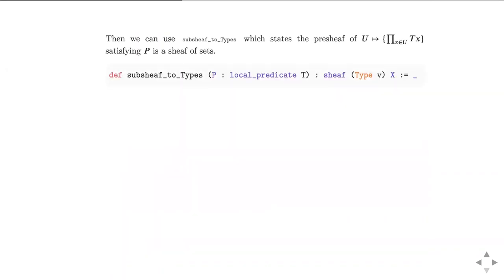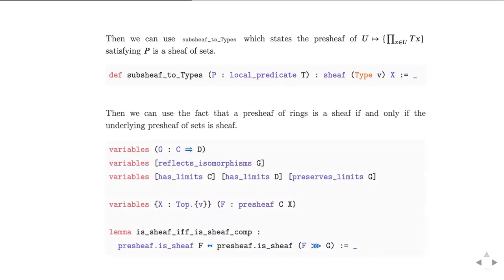And so using the pre-local predicate and local predicate, we can prove that this structure pre-sheaf is a sheaf of sets. But then there is another nice theorem saying a pre-sheaf of rings is a sheaf if and only if the underlying pre-sheaf of sets is a sheaf. So we can get this for free also. Actually, in Mathlib, it is proved more generally: if this functor is nice enough, then applying the forgetful functor, you will also get a sheaf.